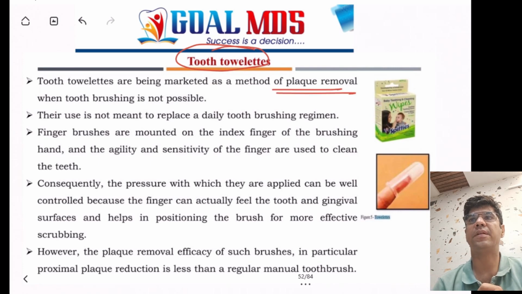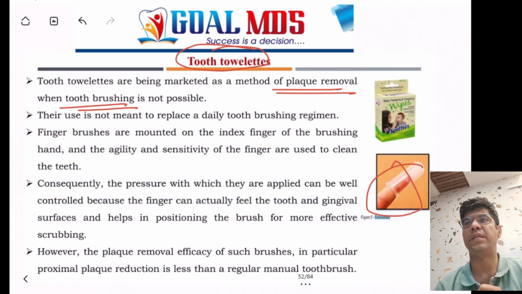Tooth towelettes are a method of plaque removal when a toothbrush is not available. These are the tooth towelettes. The finger brushes are mounted on the index finger of the brushing hand, and they are used to clean the teeth.